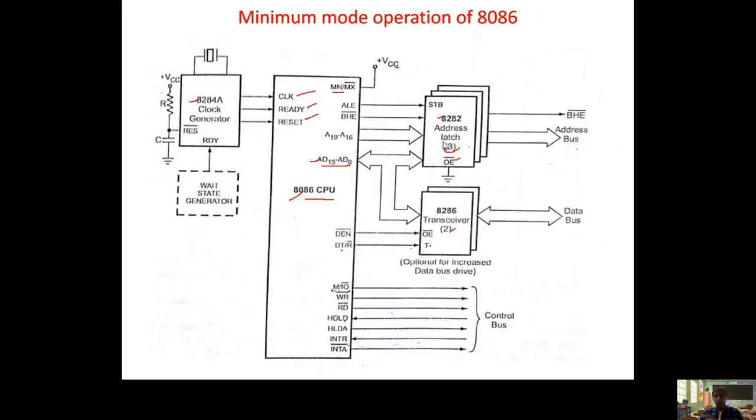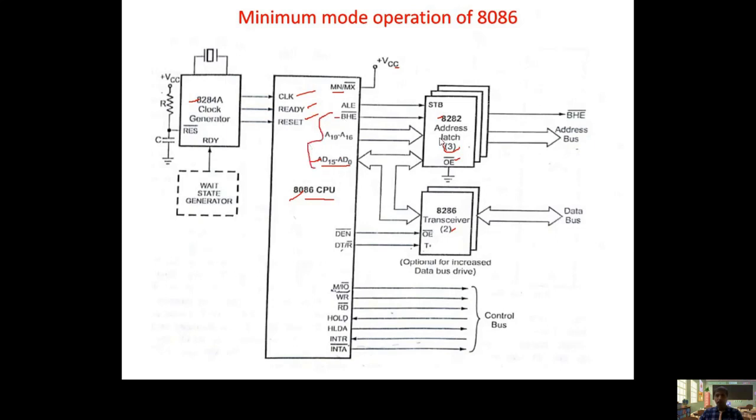pure lines. One latch can separate 8 lines only. But here we have 16 address and data lines, 4 address and status lines, and one BHE bar slash S7. This is BHE bar S7. This is A16 slash S3 to A19 slash S6. Like that, 16 here, 4 here, and 1. Total 16 plus 4 plus 1, total 21. So 21 multiplexed lines are present here.